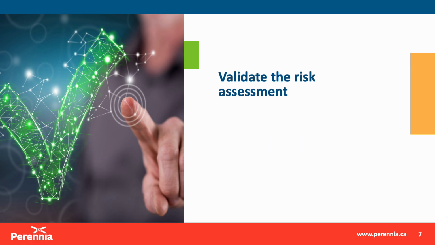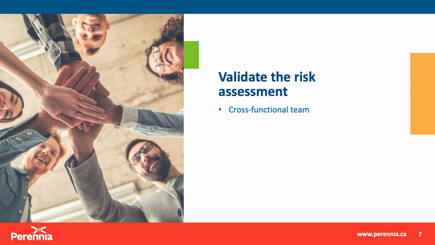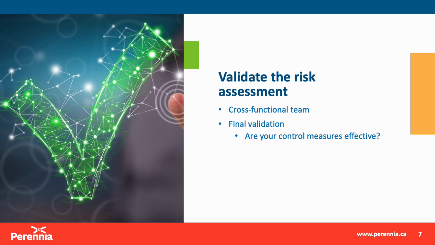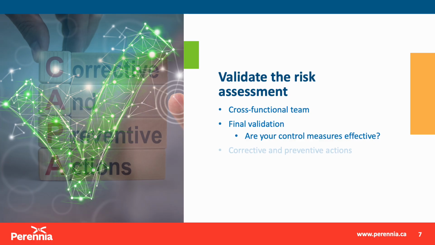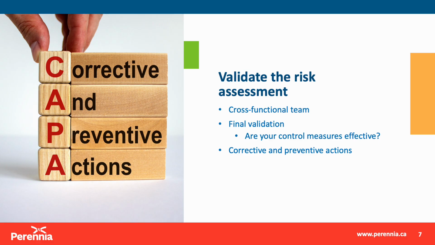The last step is to bring your cross-functional team together to schedule and complete a final validation to ensure that your control measures are properly implemented and effective. Document the validation on a validation record or in a section at the end of your documented risk assessment. If during your final validation you find that improvements need to be made or corrective and preventive actions need to be taken, ensure these are documented on a corrective and preventive action report and followed up on.